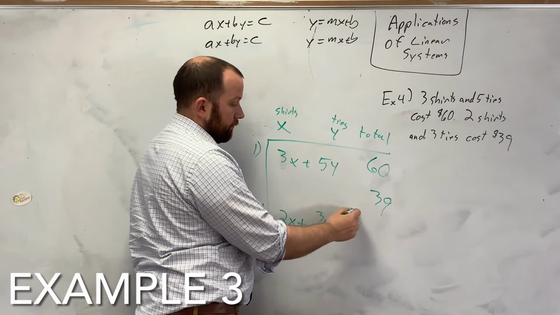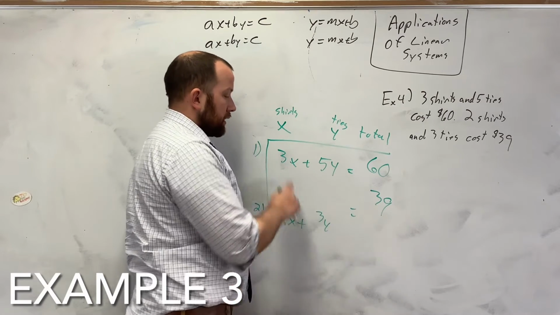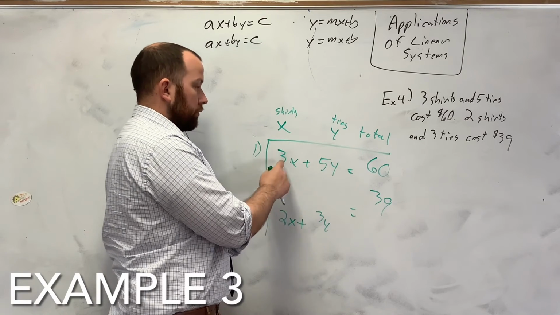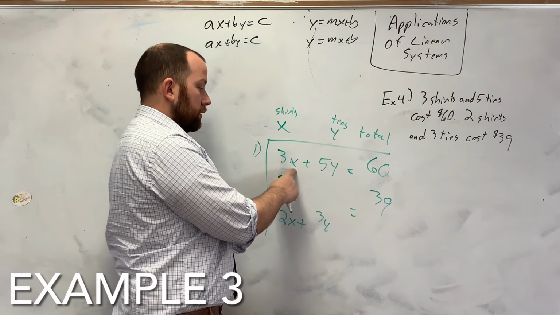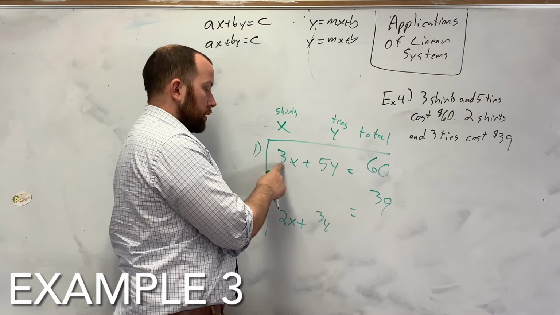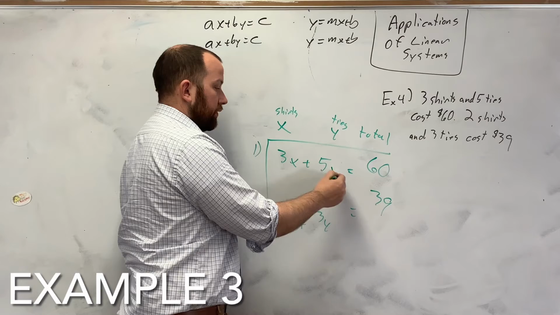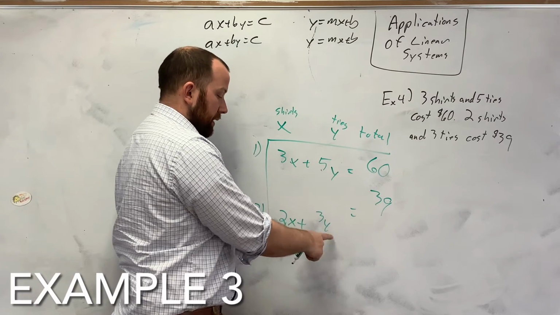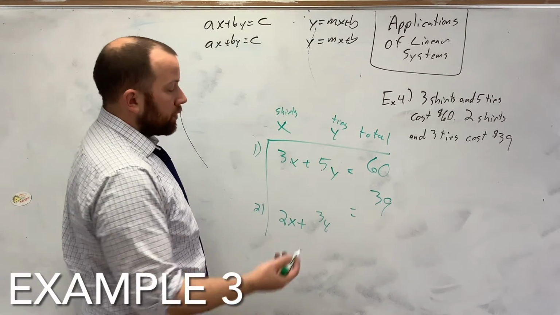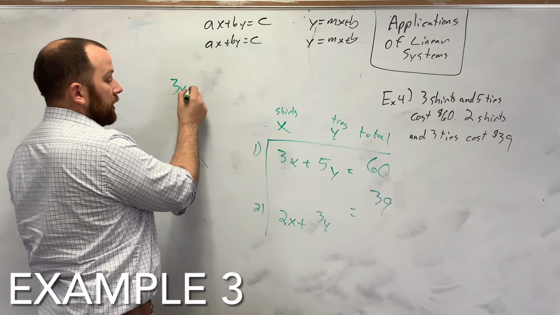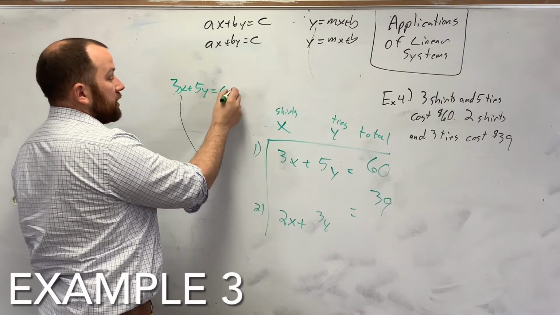And there we go. Because it's 3 shirts, and this is your price right here. So 3 times whatever the price is, 5 times whatever the price is, 3 times whatever the price is, so on and so forth. You get your 2 equations. So 3x plus 5y equals 60.